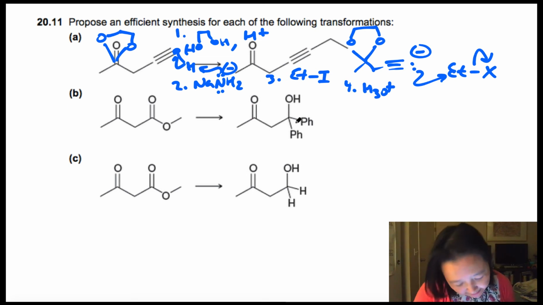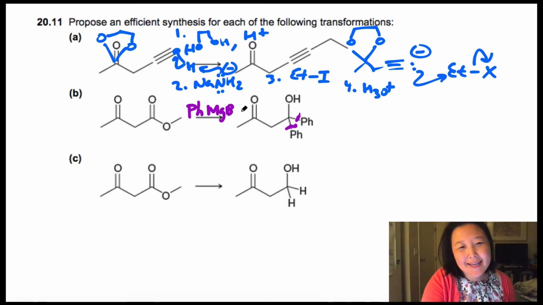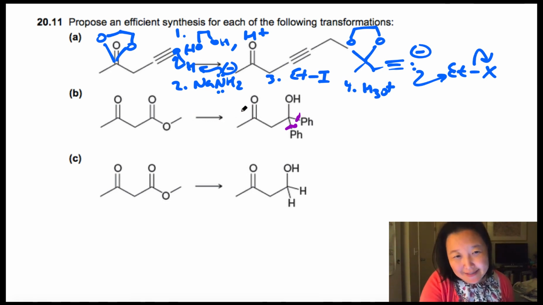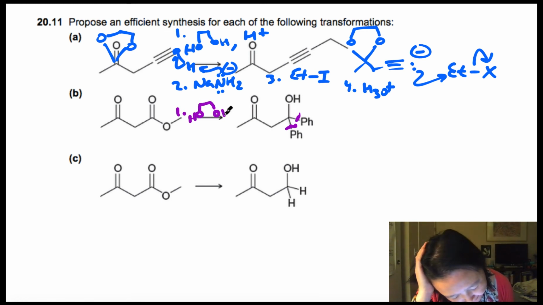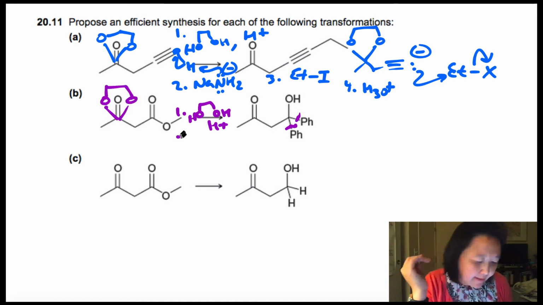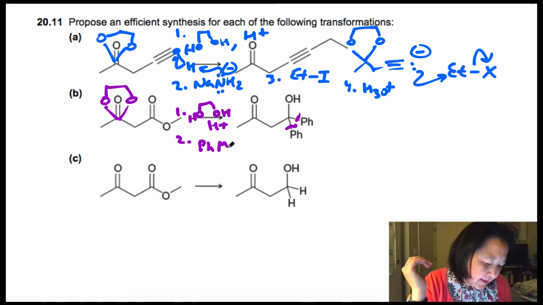And here, in this case, you can see we're adding phenyl groups, so it must be some kind of a Grignard reagent. Maybe like phenyl magnesium bromide. But before I do that, I need it to react at the ester, not at the ketone. So I better protect the ketone. Step 1, I'll do the ethylene glycol and acid. That will make this into a protecting group. Then I can do my phenyl magnesium bromide and attack here.